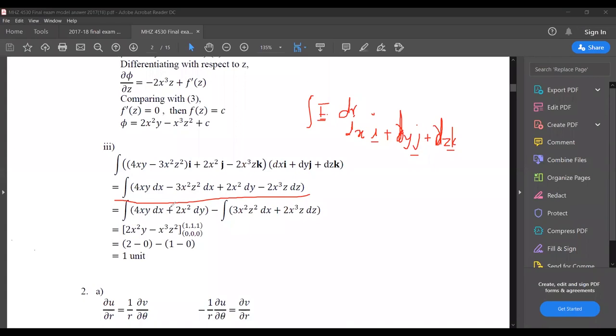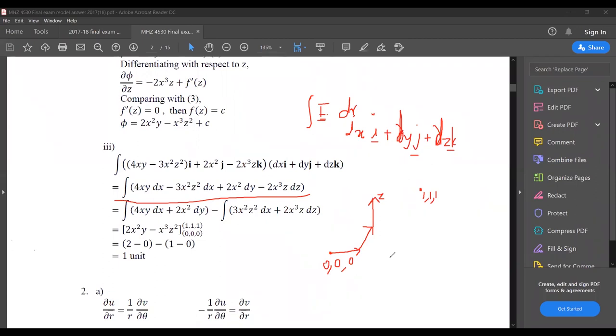After that, you can do this in three separate ways. We are starting from 0, 0, 0, and we are moving to the point 1, 1, 1. First of all, you can move in the x direction. After moving in the x direction, you can move in the y direction, and at last you can move in the z direction. We can do it in that manner.